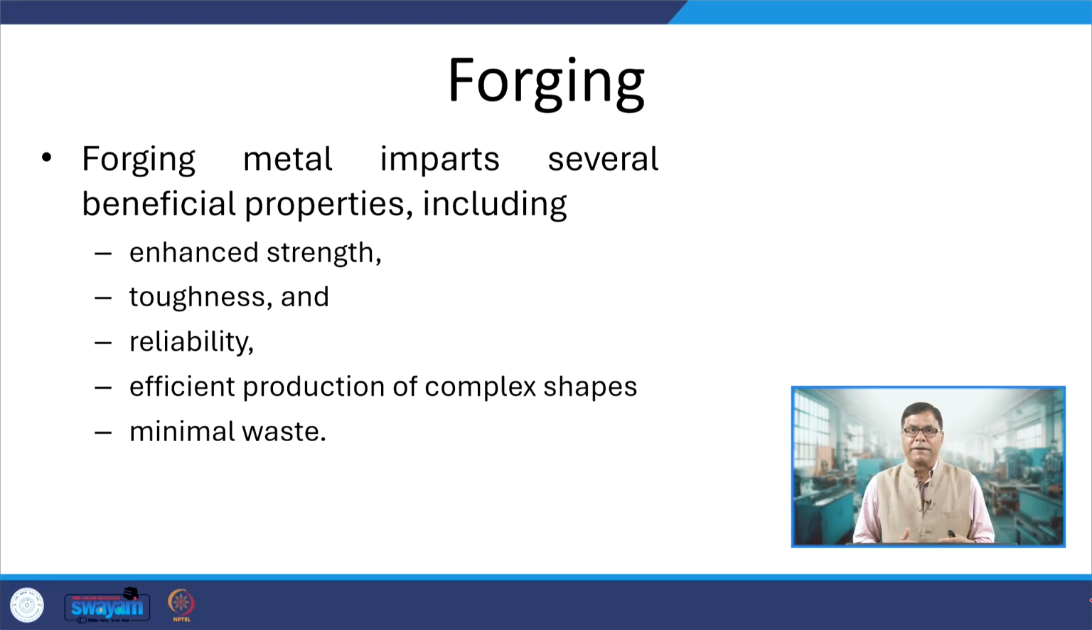Another good part related to forging is the minimum waste. There is no wastage in the form of, say, chips, which are produced in typical machining or other manufacturing processes. Here the wastage of material associated with forging is very negligible. So these are a few very important benefits of material processing using forging: very good mechanical properties, which in turn result in reliable products, efficient production even of complex shapes, and minimum wastage of material.